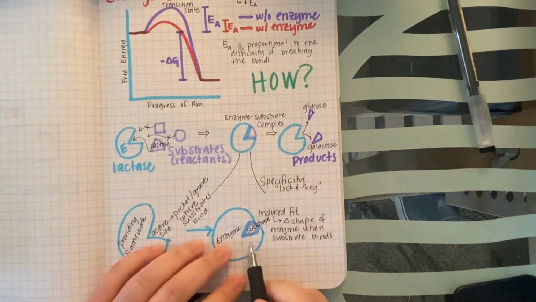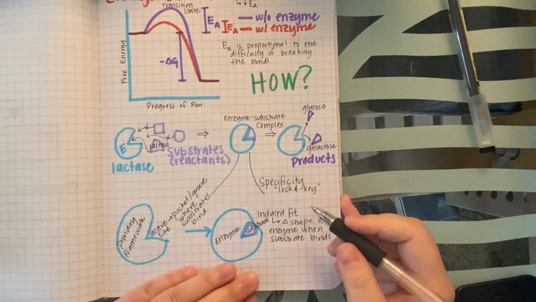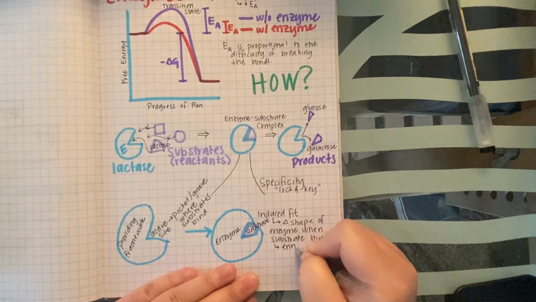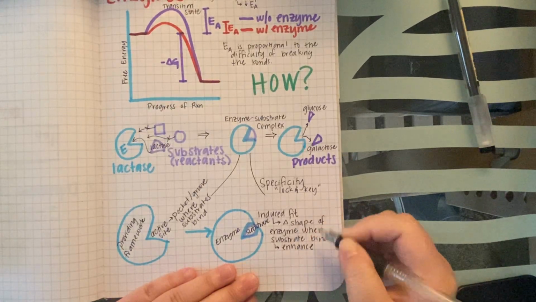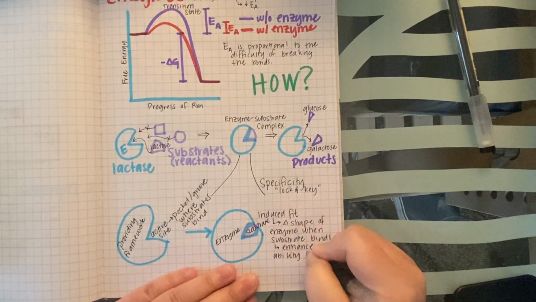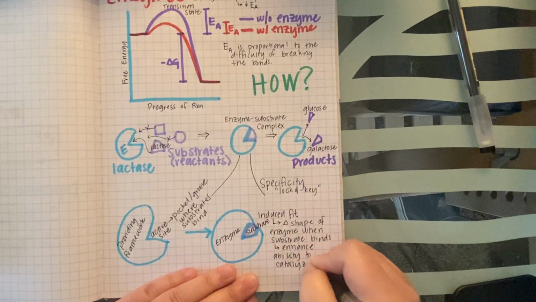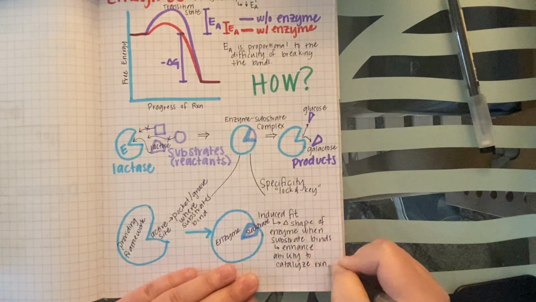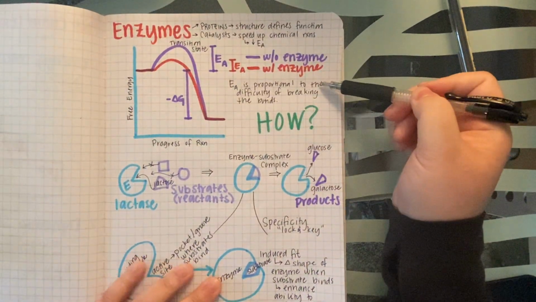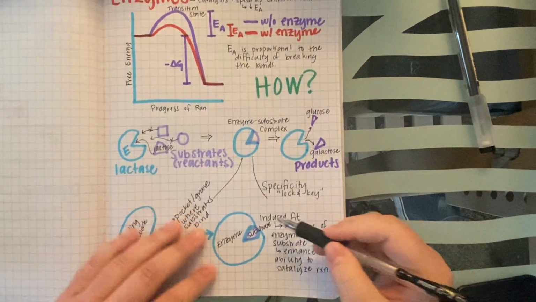And what that does is now we've enhanced the enzyme's ability to speed up this reaction. So what the induced fit will do is it enhances its ability to catalyze a reaction. And if you remember, we catalyze it by decreasing our activation energy. So we have to decrease the difficulty of breaking the bonds. That's what induced fit does.